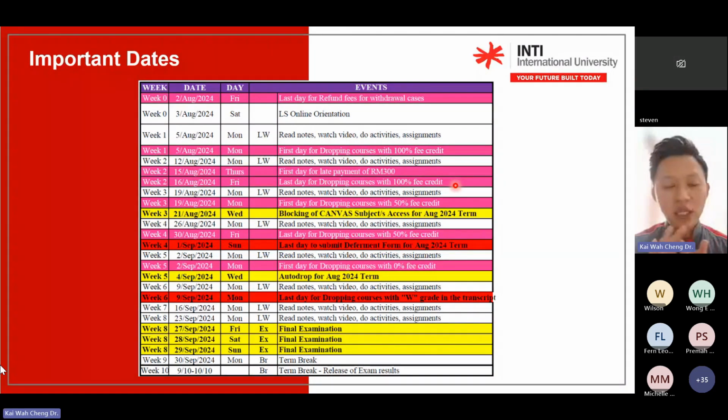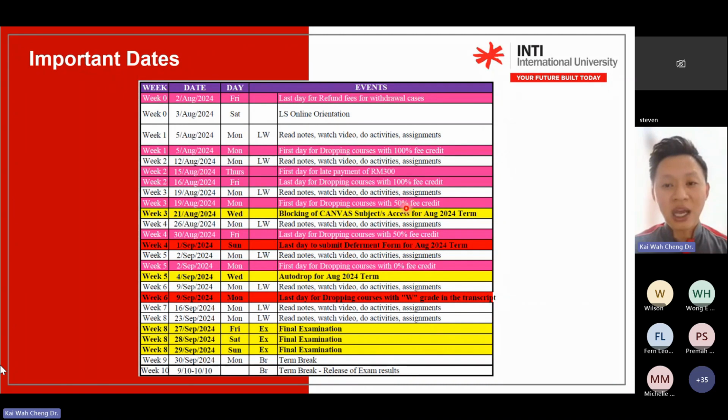Normally, we address the first 2 weeks in that particular modular term as the registration period. This is why you can see from your screen now, the final day of week 2 is the last day for dropping courses with 100% fees credit, because we don't encourage anybody to keep changing their enrolled courses starting from week 3 onwards. So if you look at the screen now, starting from the first day of week 3, 19th of August, first day for dropping courses with 50% fees credit.